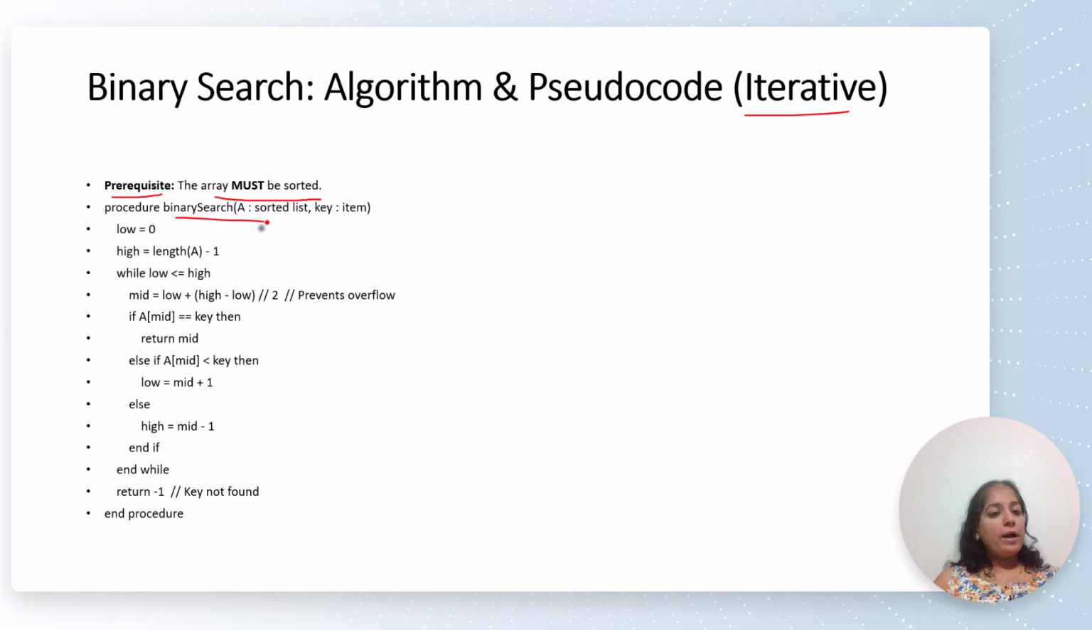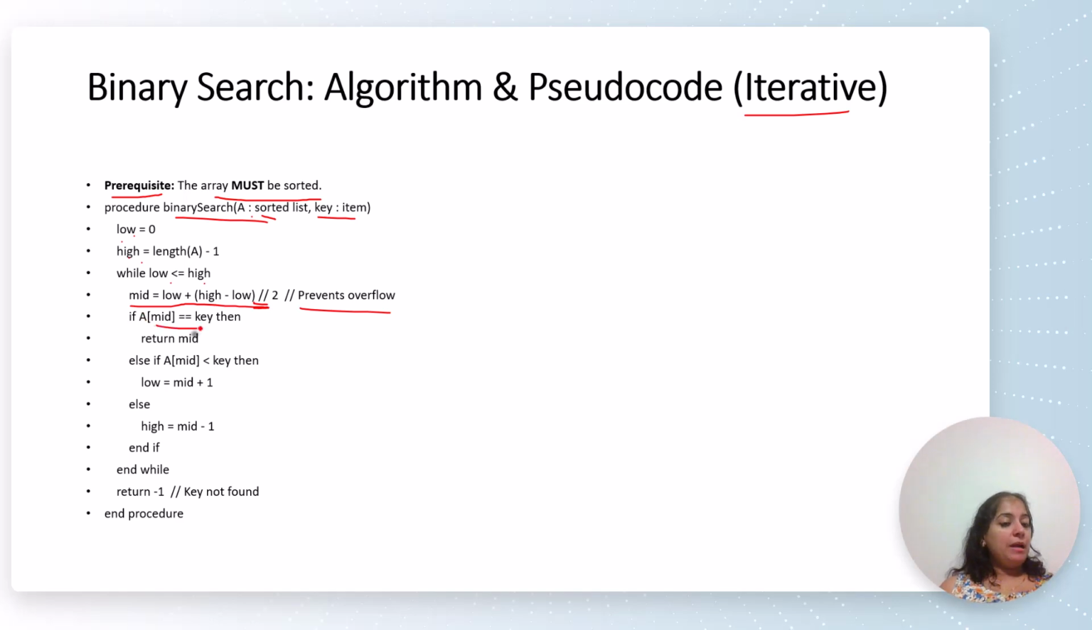So what binary search requires, the parameters are A, the sorted list, and the key, the element which you want to find out. We maintain a low index and a high index. So low is 0 initially, high is the last index of the array. While low is less than high, we are going to calculate the index of the middle element. We are doing integer division here so that it prevents overflow.